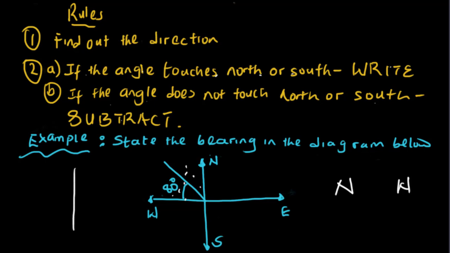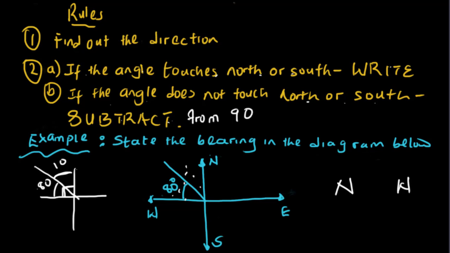Now remember, when I told you that in each of these quadrants, the angle is 90 degrees. So the angle here is 90 degrees. So if I have this place as 80, to find this other part, I have to say 90 minus 80. So 90 minus 80 will give me 10. So if the angle does not touch north or south, subtract from 90.